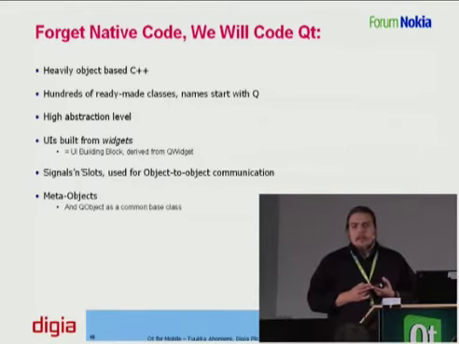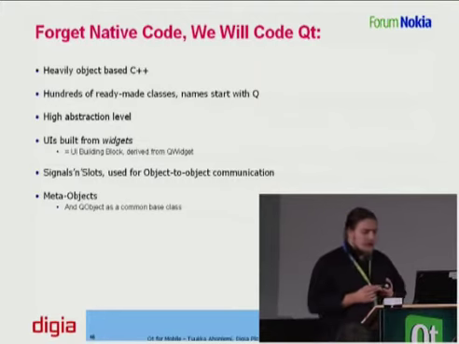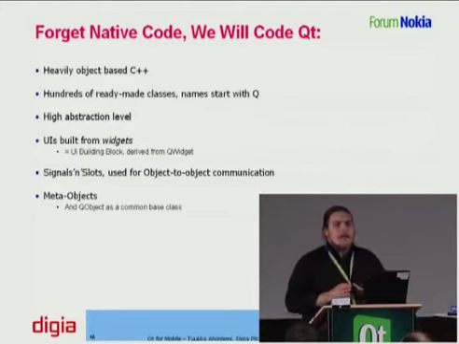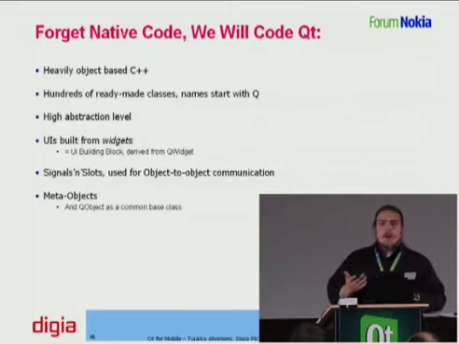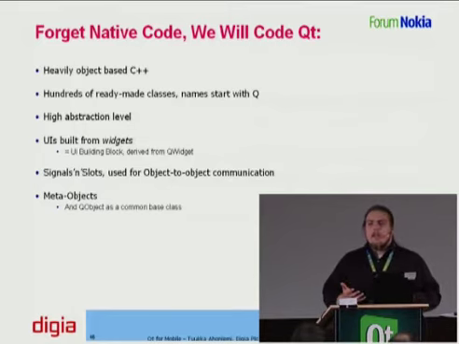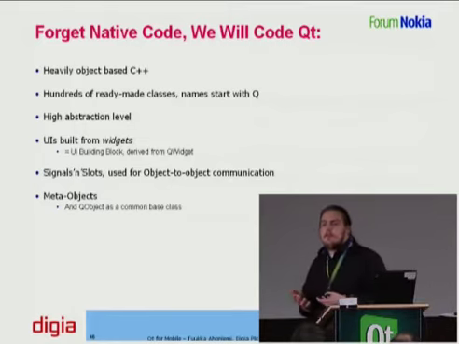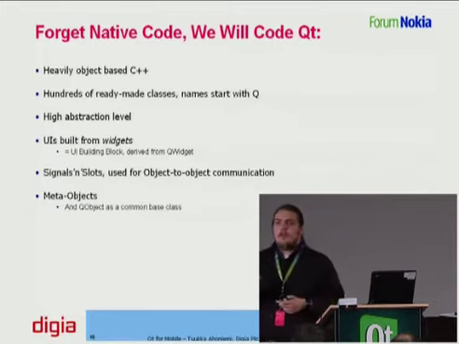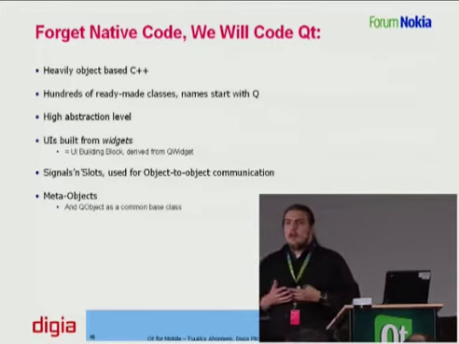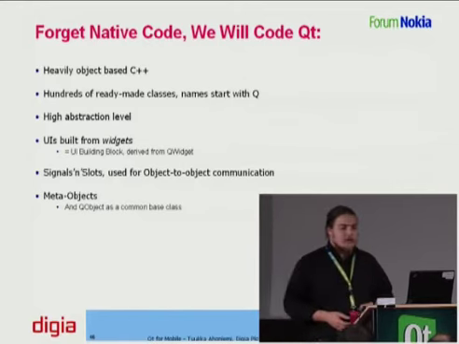Meta objects carry metadata out of the objects, like string type data of the class names, functions, that sort of stuff. And this is mostly used by Qt internally during runtime, but you can also use that yourself.